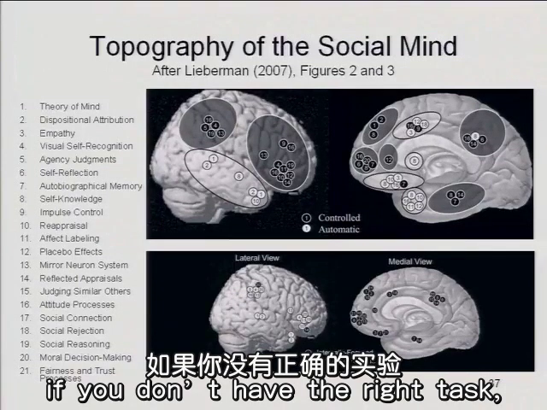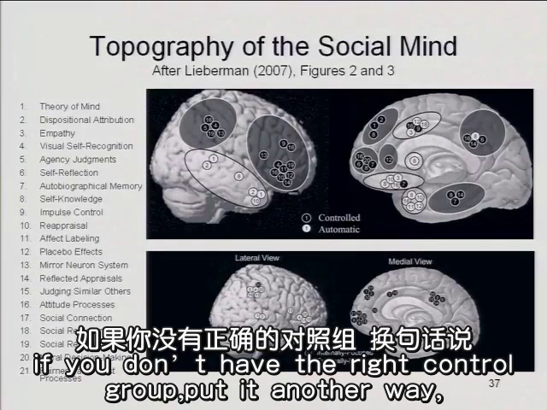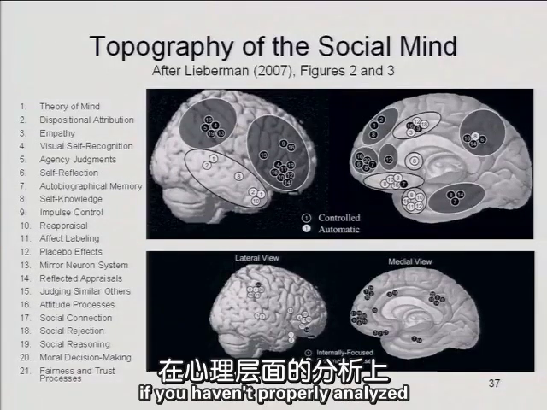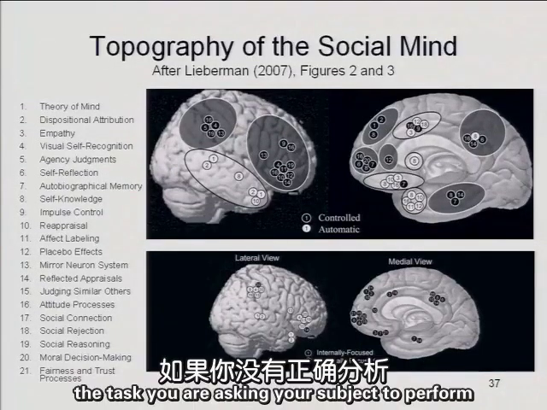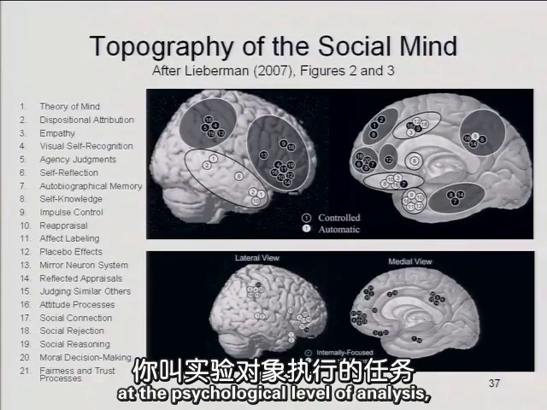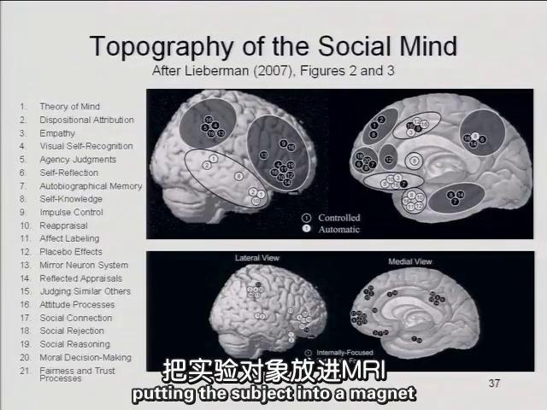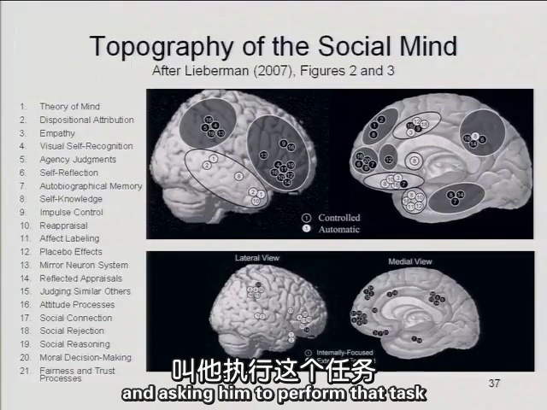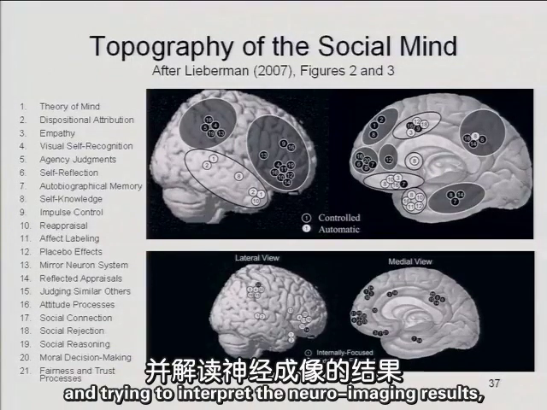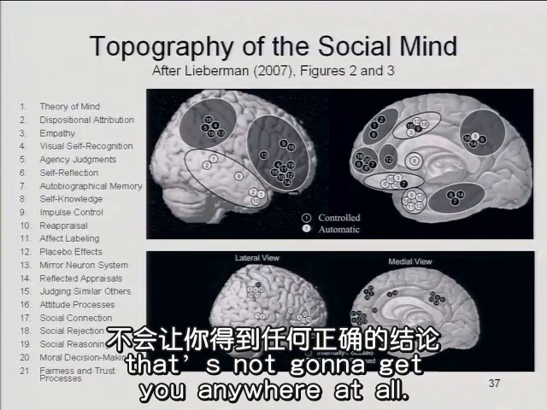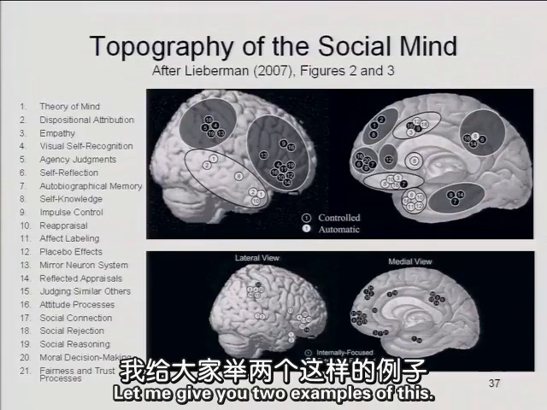If you don't have the right task, if you don't have the right control group, put another way, if you haven't properly analyzed the task you're asking your subject to perform at the psychological level of analysis, putting the subject in a magnet and asking them to perform that task and then trying to interpret the neuroimaging results, that's not going to get you anywhere at all. Let me give you two examples of this.